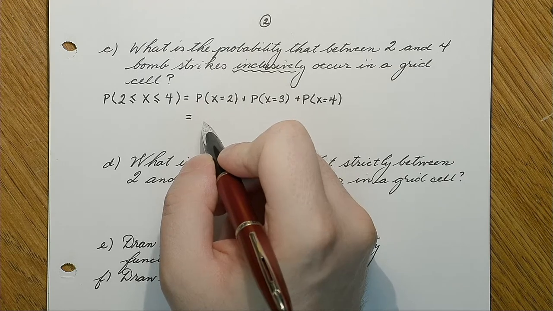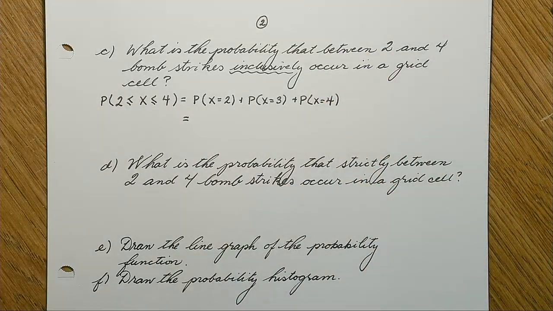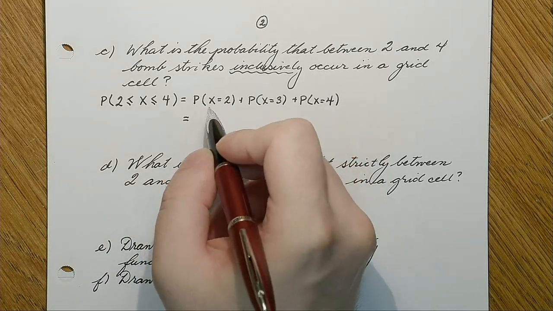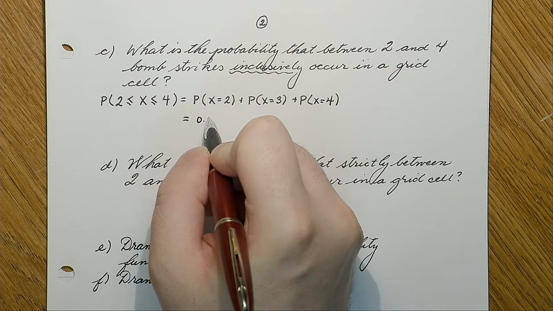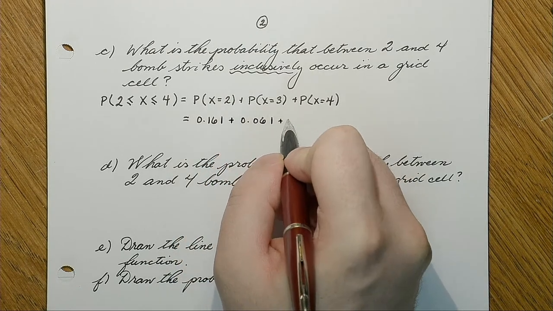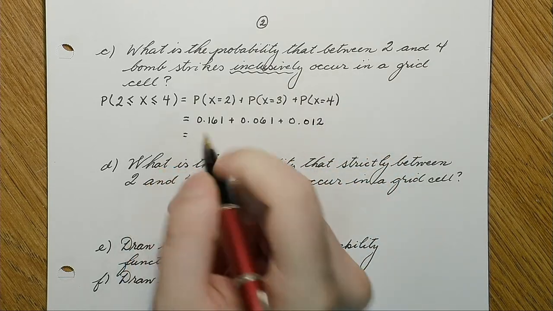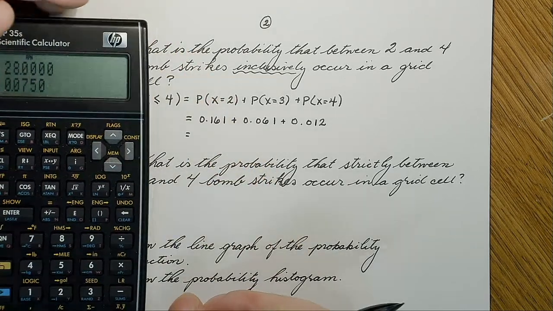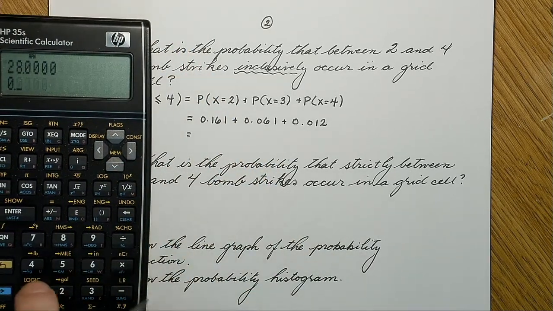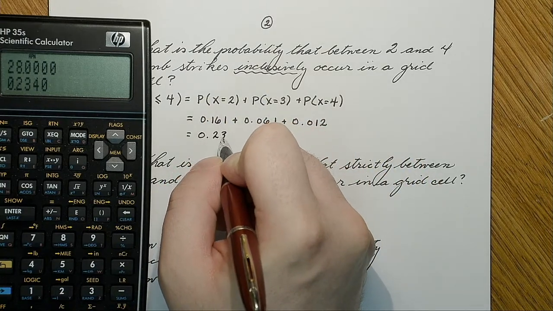Looking at our probability distribution up here, these are the values that we need. I have 0.161 plus 0.061, and lastly 0.012. So, again, pull out our calculator, and what I get is 0.234.